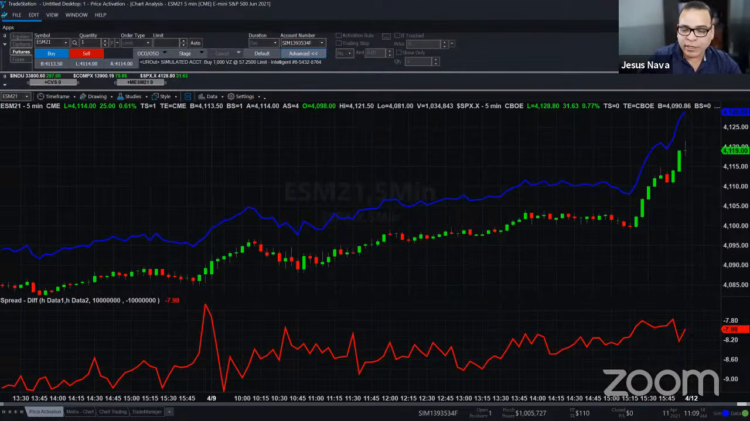So you can see on the red line here on the right-hand side, this negative 7.98 just means that the futures is 7 or almost 8 points below what the S&P index is doing. So this is what I'm going to do. I'm going to place a trade that is going to buy one contract of the S&P futures, but looking at the value of the S&P index.